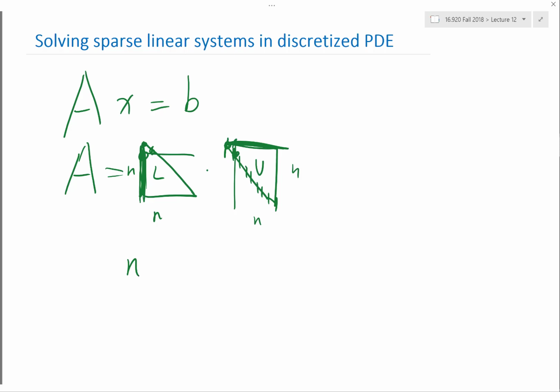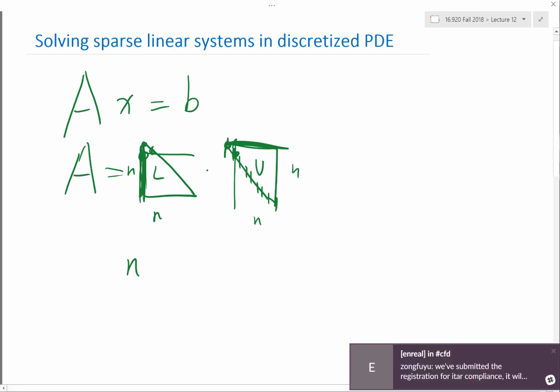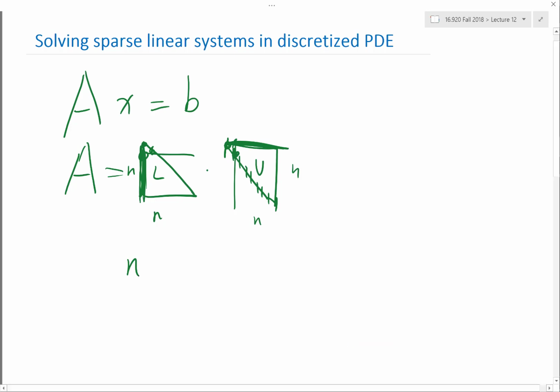The first row of U can be determined just by dividing the first row of A by that first entry of L. So essentially, what you get is n operations to determine the first row and column.